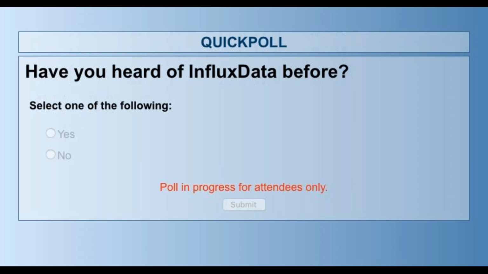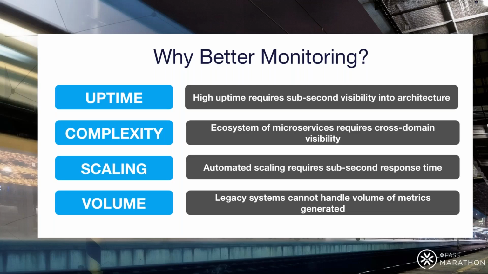So Navdeep, 80% of the audience says no, 13% says yes. Excellent. So that means by the end of the session, we will turn 100% of the audience into a yes.